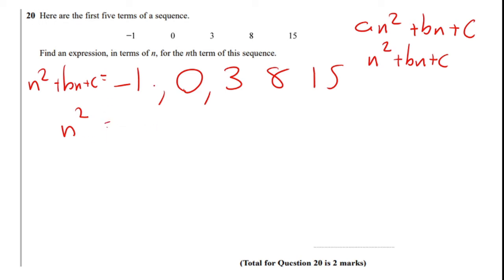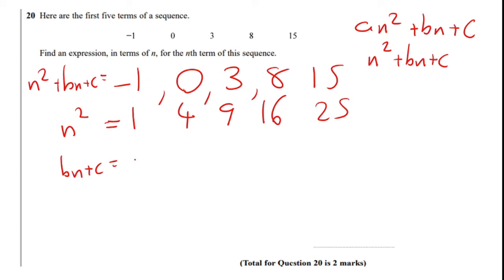Now then, sequence of n squared: with n being 1, I've got 1 squared, which is 1. Then I've got 2 squared, which is 4. 3 squared, which is 9. 4 squared, which is 16, and 5 squared is 25. Now I'm going to take the bottom one away from the top one. And if you look at it algebraically, it cancels out the n squared, so I've got bn plus c, which is a linear sequence.